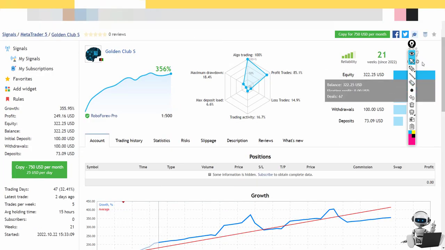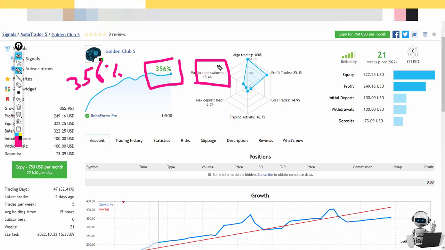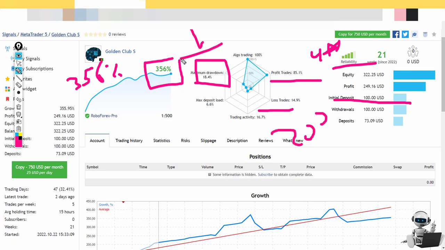We have one live signal. You can see from the live signal the gain is very high, 356%, but the drawdown is only 18%, which is amazing. It is a very low drawdown. Accuracy percentage is very high. Losing trades are very low. Reliability is 4 stars. So these are good key factors. He only started with $100. So if he started with 200, perhaps this would be half the drawdown.